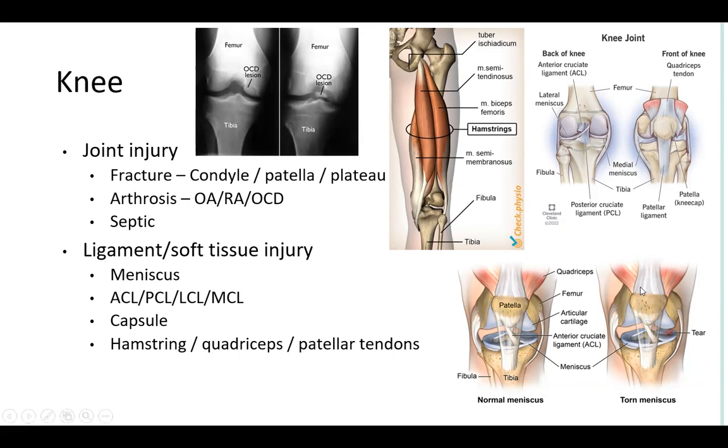Same thing with the patellar tendon. So this is a quad here. This is the patella. The patellar tendon can be inflamed. Same thing with the quad. It can be ruptured, can be painful, and can cause a lot of problems around the joint.